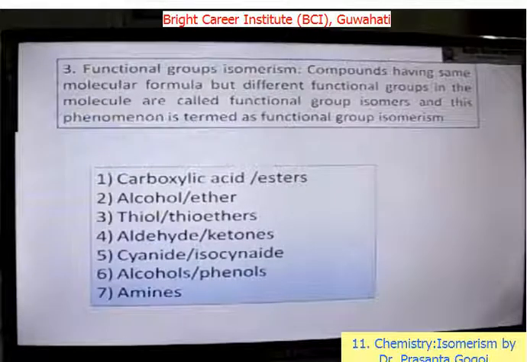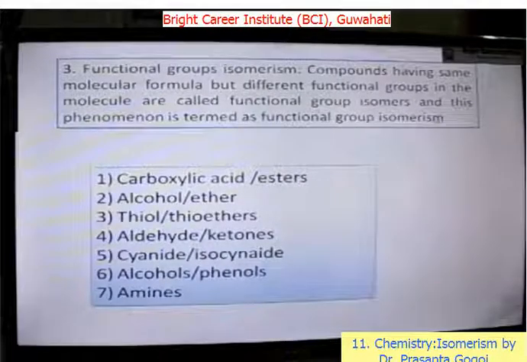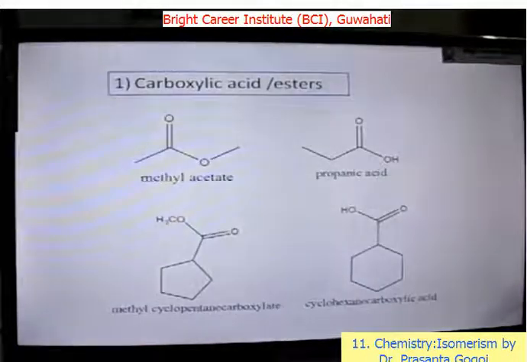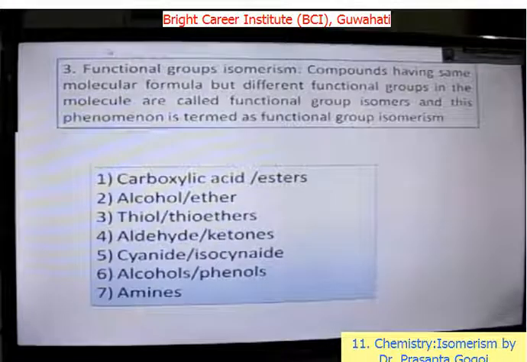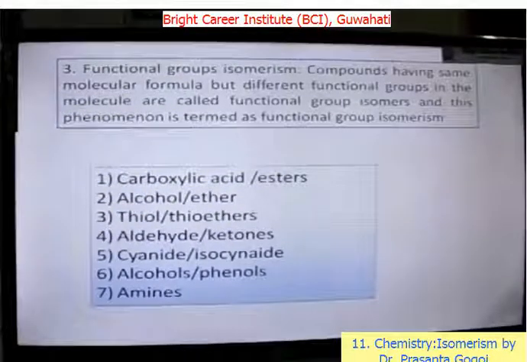Functional group isomerism. The compounds having the same molecular formula but different functional groups in the molecule are called functional isomers. And this phenomenon is termed as functional group isomerism. Okay, we have selected 6 types of functional isomers which are very important for board as well as JEE purposes.